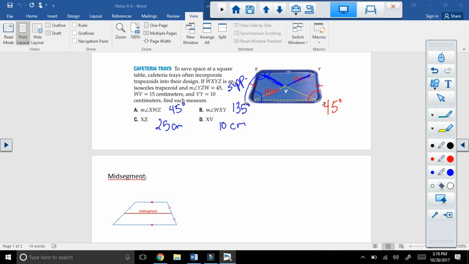Down here, the mid-segment of a trapezoid is the segment that connects the midpoints of each of the legs.